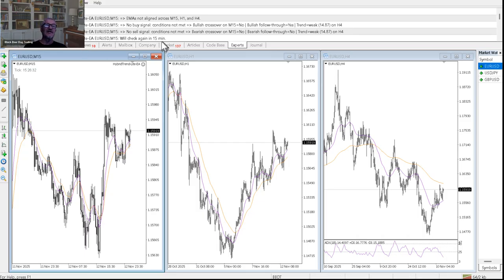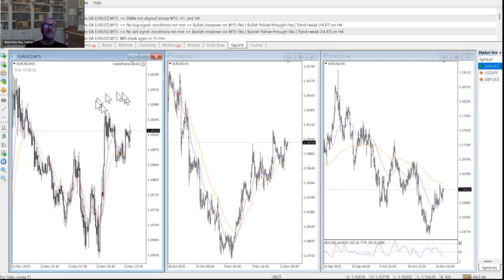Next, it will tell you that you don't have a buy signal because conditions weren't met, and it explains that. Is there a bullish crossover detected on M15? No. If there was, there would have been an arrow, and it would have given you a beep signal to alert you that there is a crossover. Bullish follow through is set to yes. I'll explain in a second what that means. And the trend is weak, and it's right now at 14.87 on the H4. And sure enough, we're well below 25.